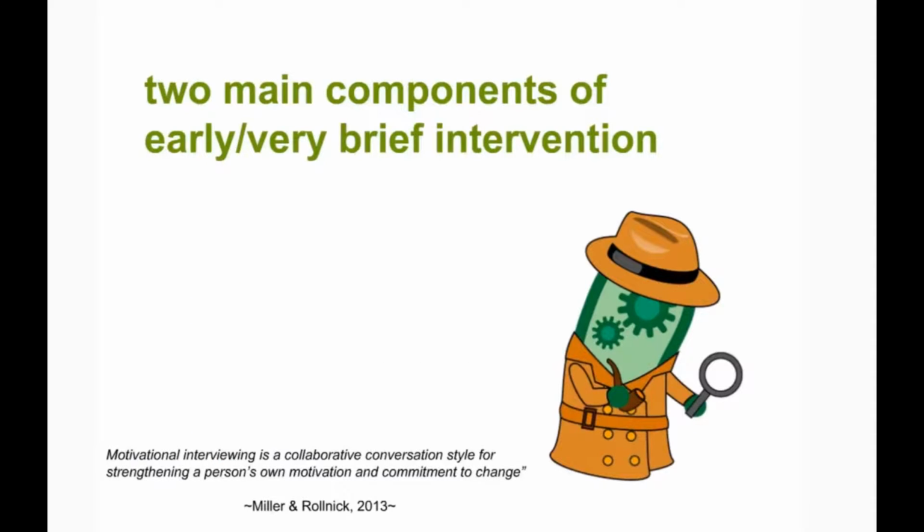So the 2 main components of an early or a very brief intervention are rapid engagement, and for that the use of MI is really an amazing way to reduce barriers that the person may have, and it increases rapport and engagement. And then, of course, there's detection, but I'll get onto that in a minute.